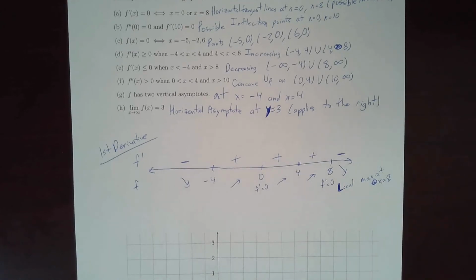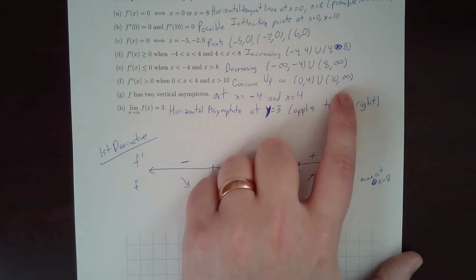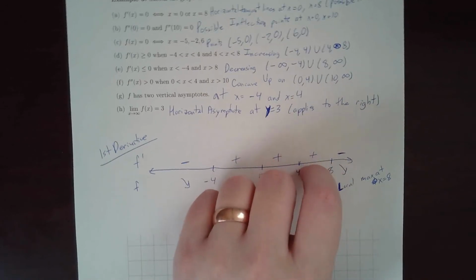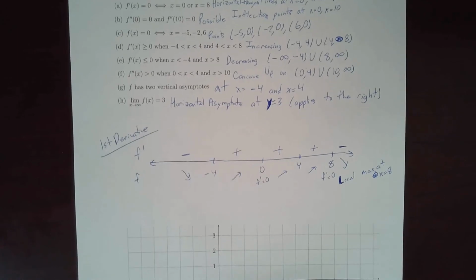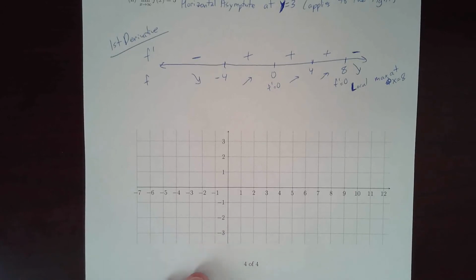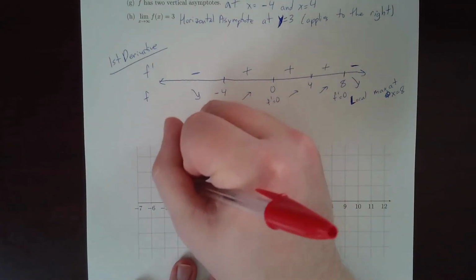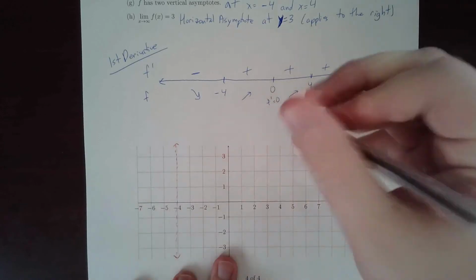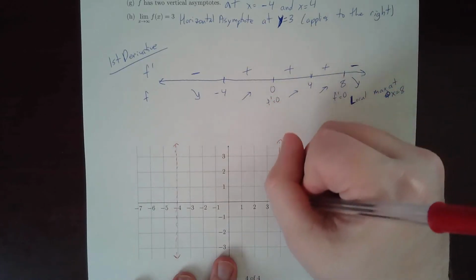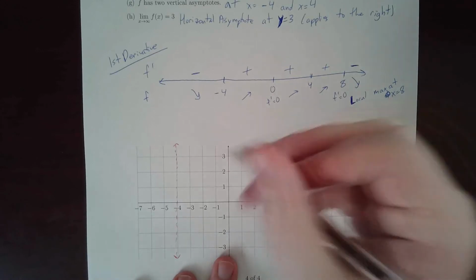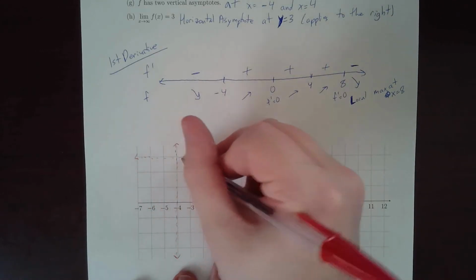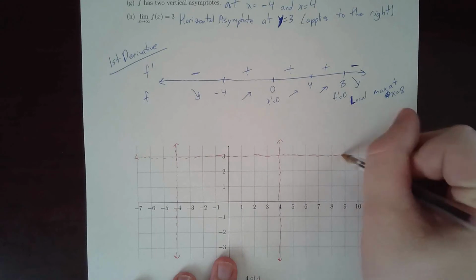And we know about our concavity only on 0 to 4 and 10 to infinity. So that tells us that we're concave up. We might assume we're concave down otherwise, but it's hard to say for sure. So let's then sketch. We know that we have vertical asymptotes at x equals -4 and x equals +4. And we know we have a horizontal asymptote of y equals 3.